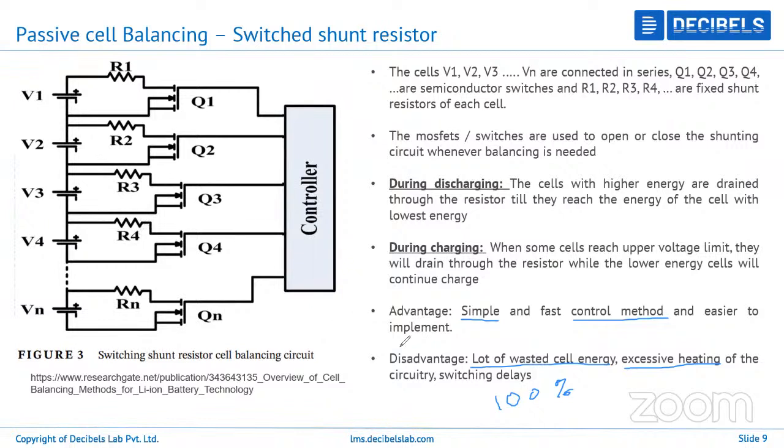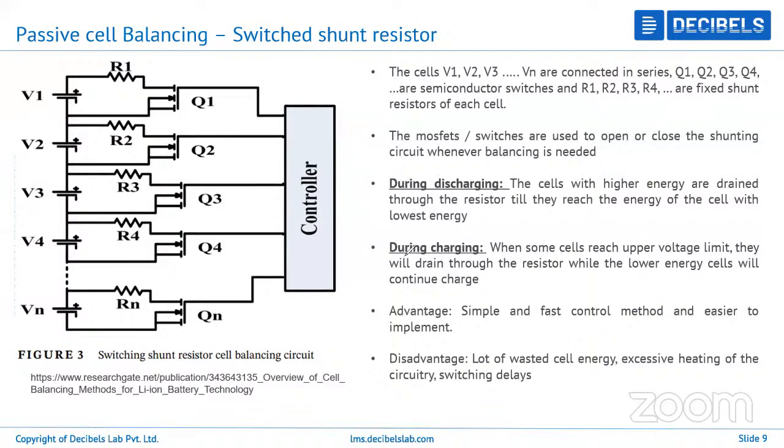And usually if you want to implement a low cost method, simple in terms of control as well as in terms of building the circuit, you use this. And there are also ways to overcome this by implementing more efficient resistors and circuits. But still, nevertheless, it's not very efficient in terms of balancing. So that was for discharging.